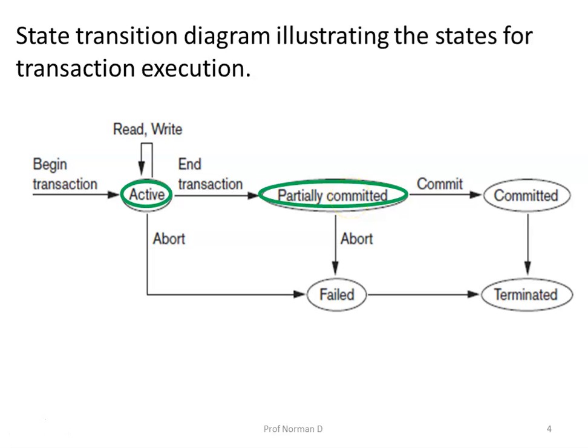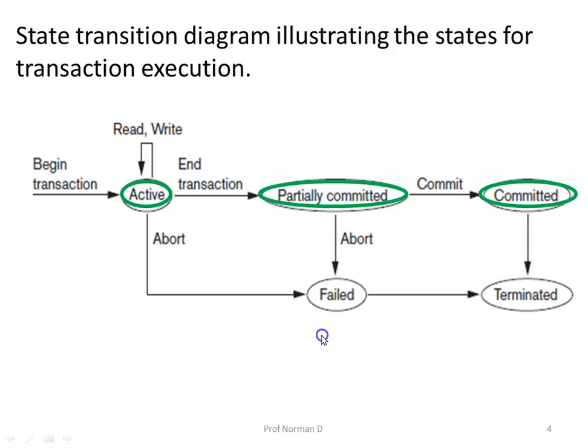When the transaction ends, it moves to the partially committed state. At this point, some recovery protocols need to ensure that a system failure will not result in an inability to record the changes of the transaction permanently. Once this check is successful, the transaction is said to have reached its commit point and enters the committed state. When the transaction is committed, it has concluded its execution successfully and all its changes must be recorded permanently in the database.